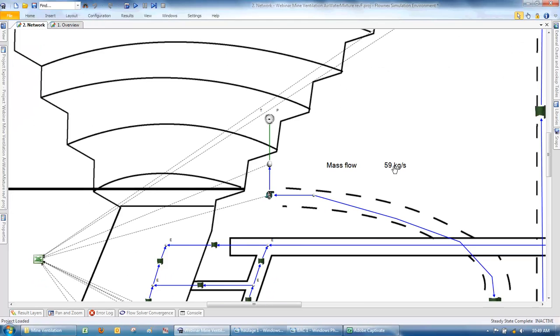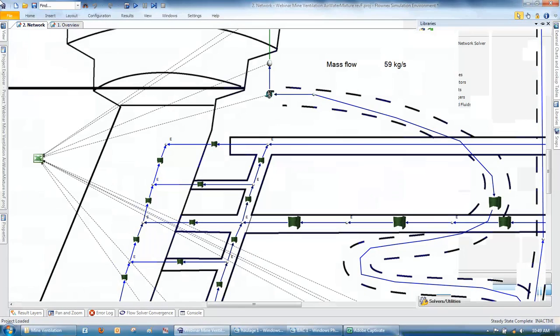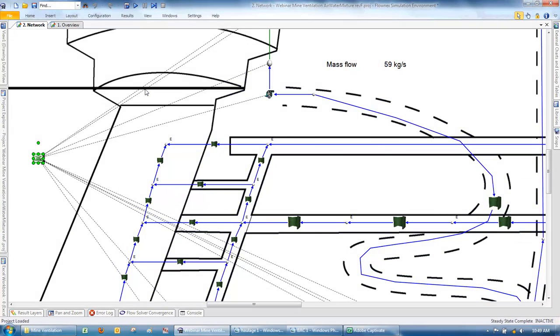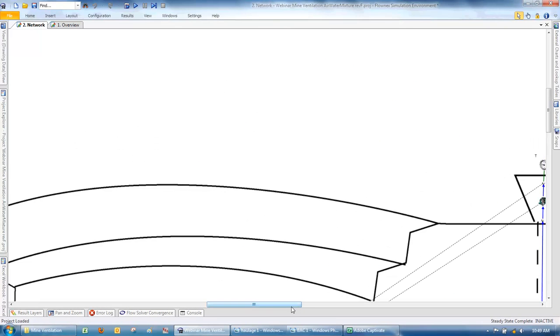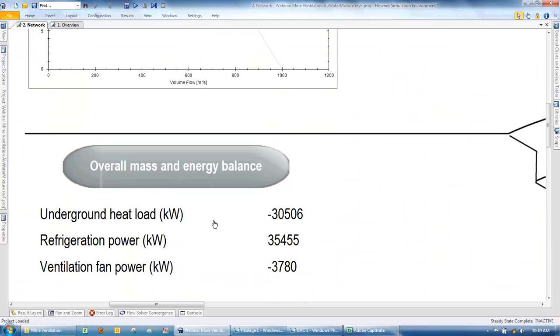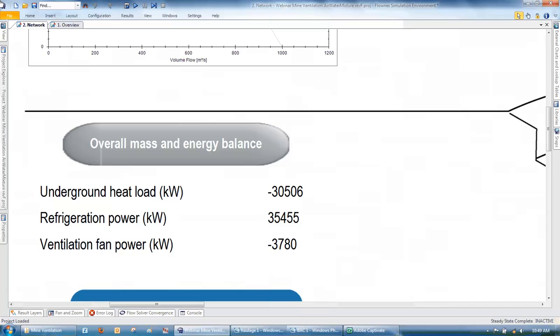What is useful in Flownex is that you can add all the different fans together and all the heat exchangers together in an Excel component found in Flownex, for example, and then the results can be summarized, and then you can see how much underground heat is exchanged, how much refrigeration power is then required, and what the ventilation fan power is required to force the ventilation air through the system.